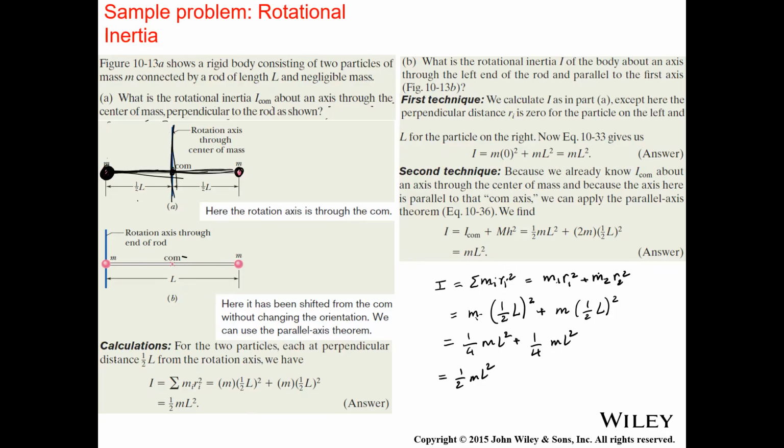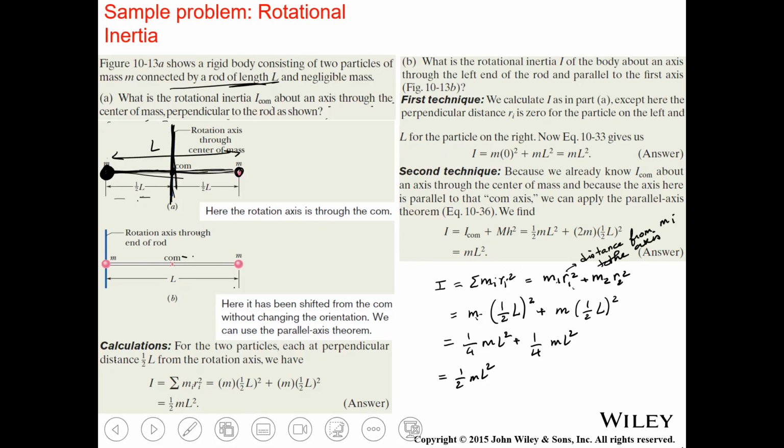R is the distance from m1 to the axis. Makes sense? So the distance from this mass to the axis here is half L because the two masses are connected by a rod of length L. So this whole thing has a length L. Does this make sense? The same thing for mass 2, and then I added them up.